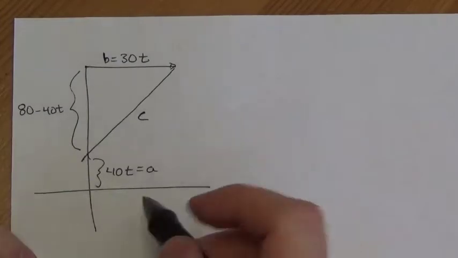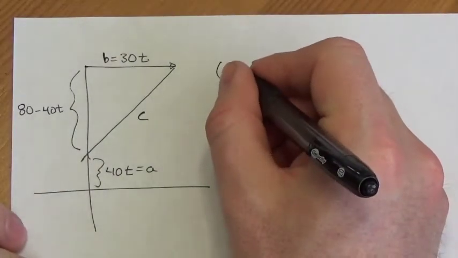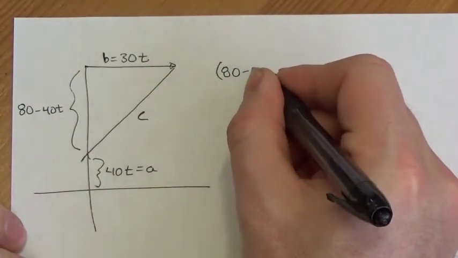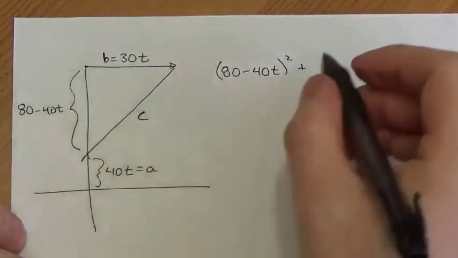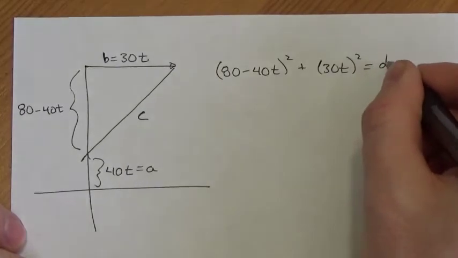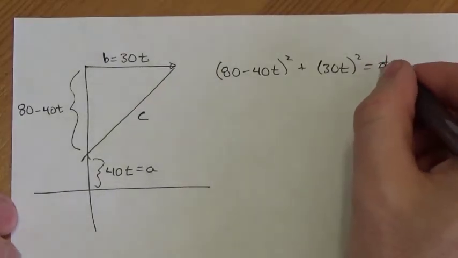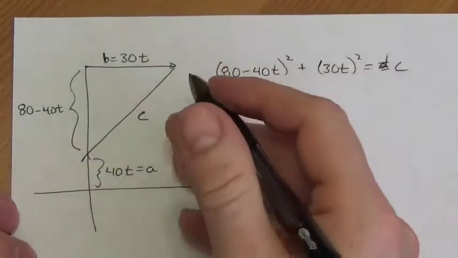So we're still using the Pythagorean theorem here. Now the distance here, because it's in terms of time, is going to look like (80 minus 40t) squared plus, in this case, just (30t) squared, and this is going to equal c. Well, I wanted to put dc by dt already, so just c, because the next thing I'm going to do is take the derivative.